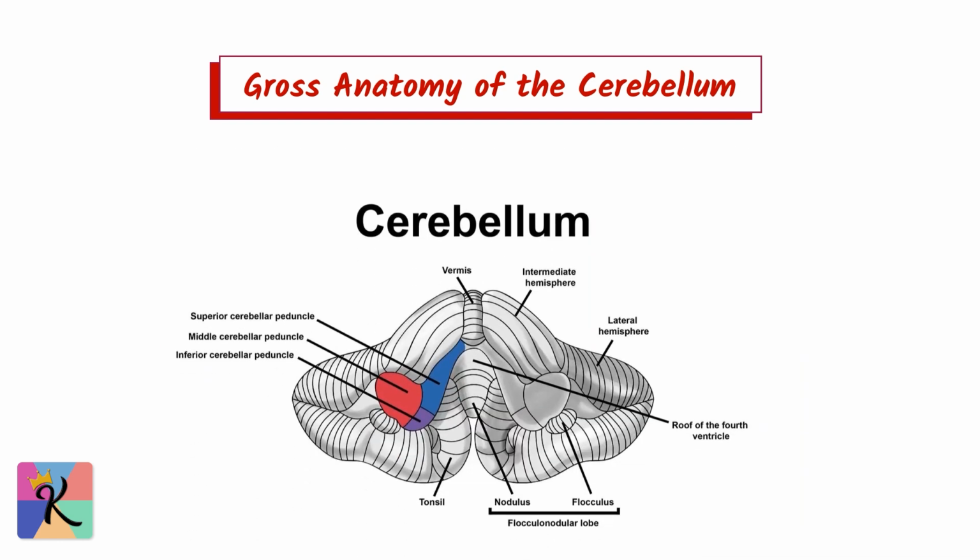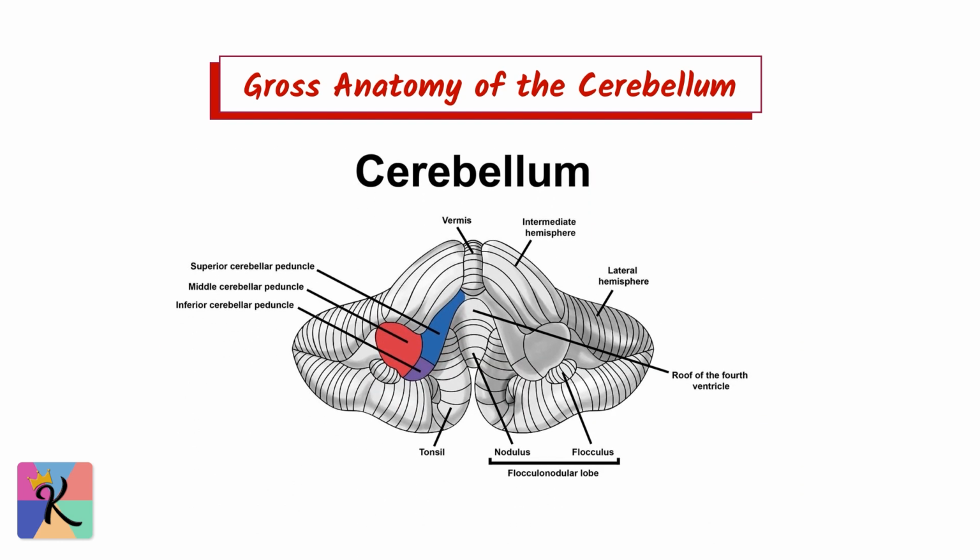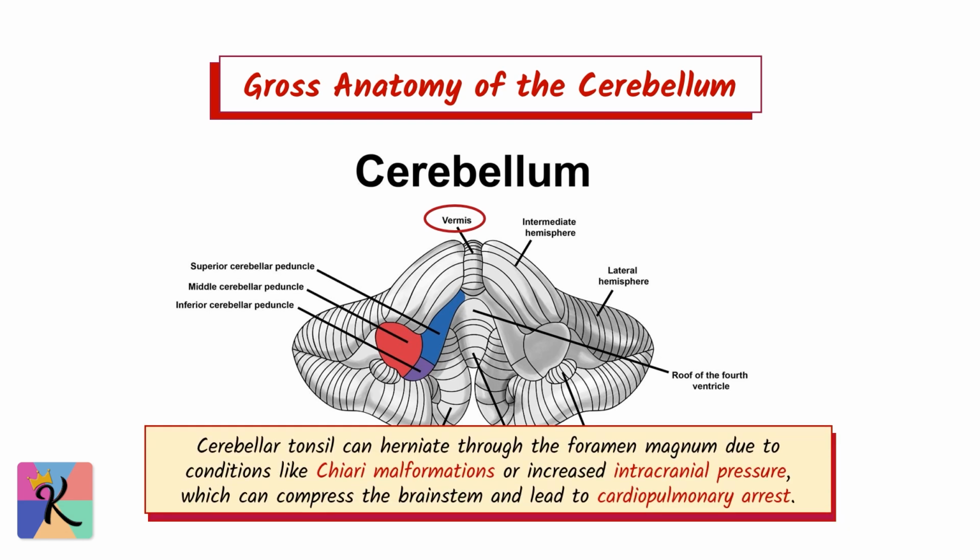An essential feature is that the two hemispheres of the cerebellum are separated by the cerebellar vermis, right in the midline. The cerebellar tonsils, which are ovoid lobules located on the inferomedial aspect of each cerebellar hemisphere, lie just above the foramen magnum. An important clinical note here: the cerebellar tonsil can herniate through the foramen magnum due to conditions like Chiari malformations or increased intracranial pressure, which can compress the brainstem and lead to cardiopulmonary arrest.